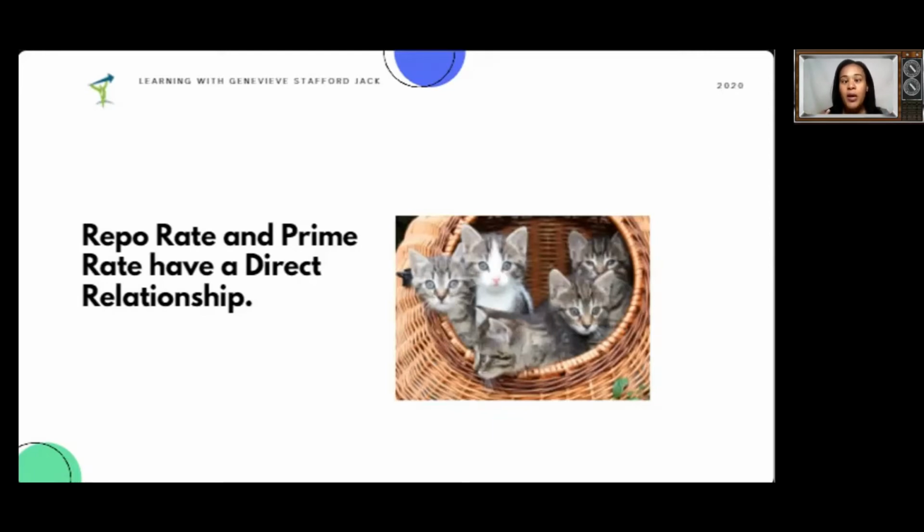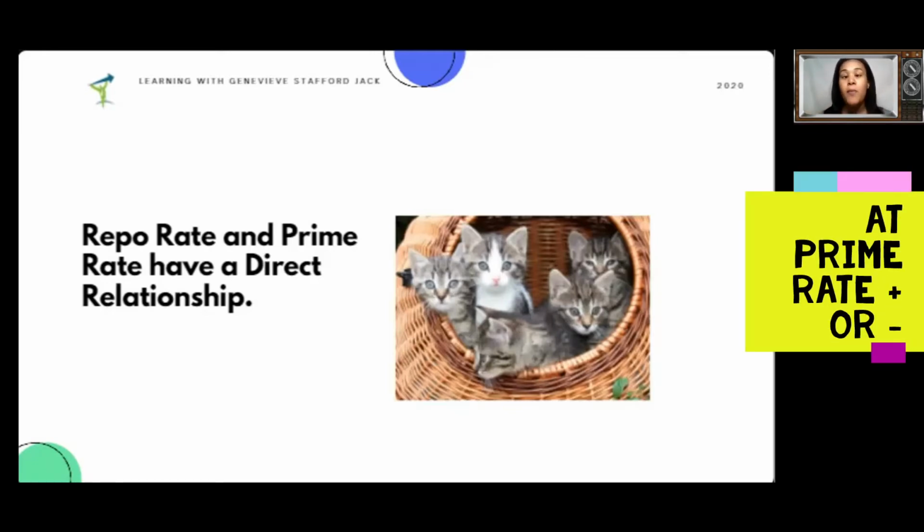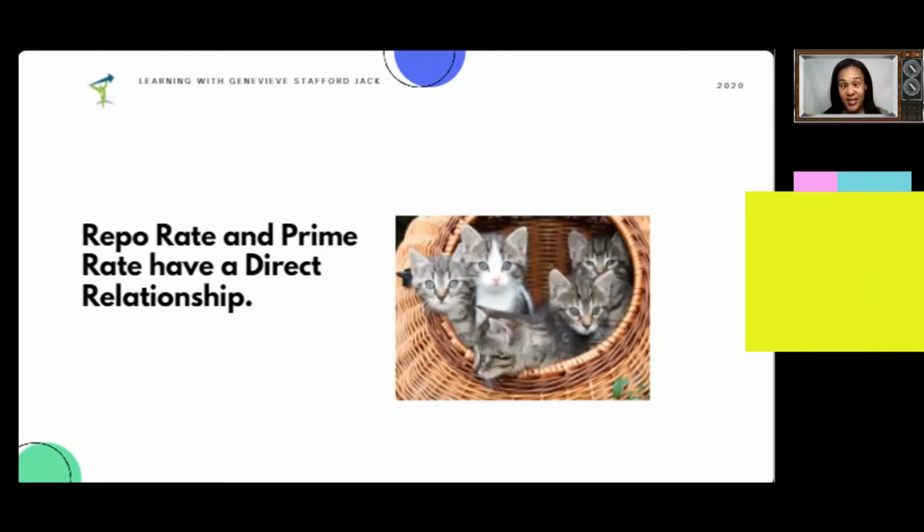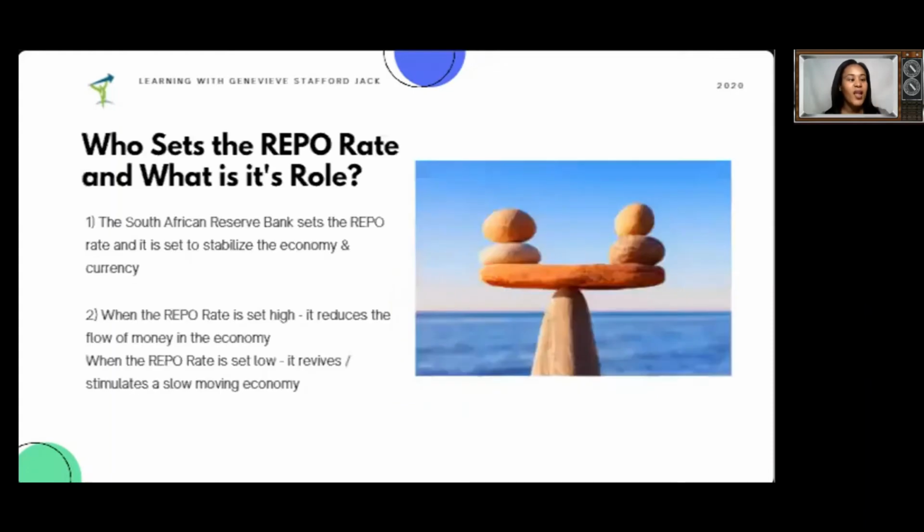So SARB lends money to the commercial banks at 3%, for example, and then the commercial banks will lend money to the public, which is you and I, at plus 3%, if not more, depending on your risk profile at the said bank. Now, who sets the repo rate and what is its role?